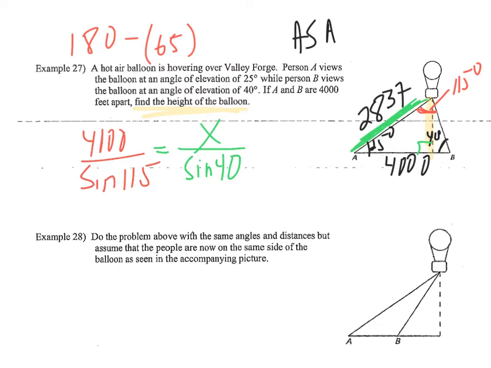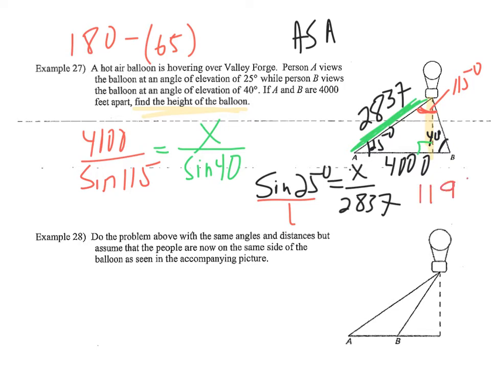So now I've got this angle, I'm looking for the opposite side, and I know the hypotenuse. Let's just use sine, because it's opposite over hypotenuse. So the sine of 25 degrees equals the one I want over 2837. This is really over 1, so you just do the cross products, this times this, and that should be the answer. When I did this earlier, I came up with 1,199 feet.